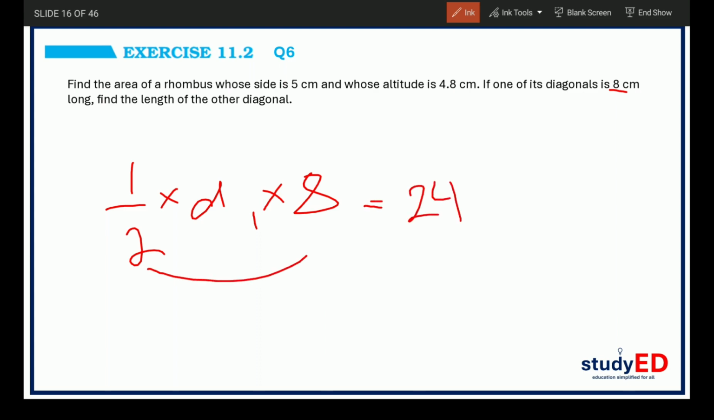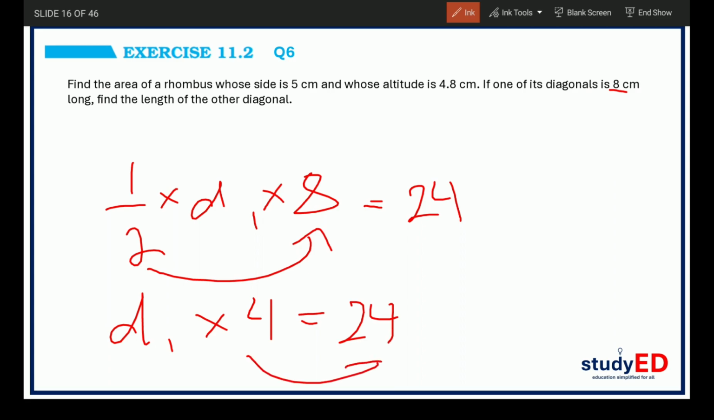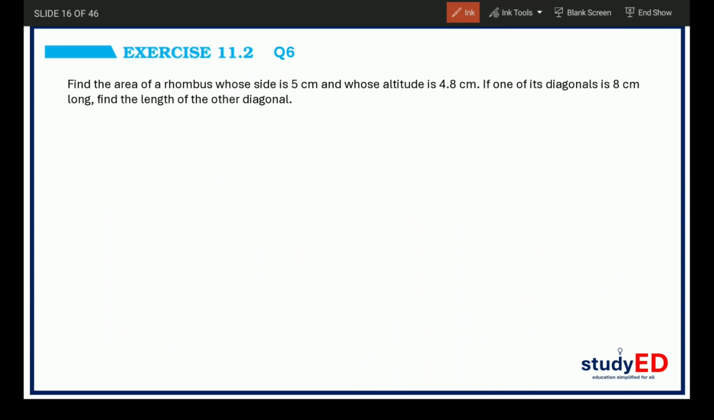Now, we'll just halve the 8. So, d1 into 8 by 2 is nothing but 4, which is equal to 24. Now, if we transpose this 4 here, d1 is equal to 24 by 4, which is equal to 6. Therefore, diagonal 1's length is going to be 6 centimeters. Hope you guys got that question. Let's now move on to the next one.